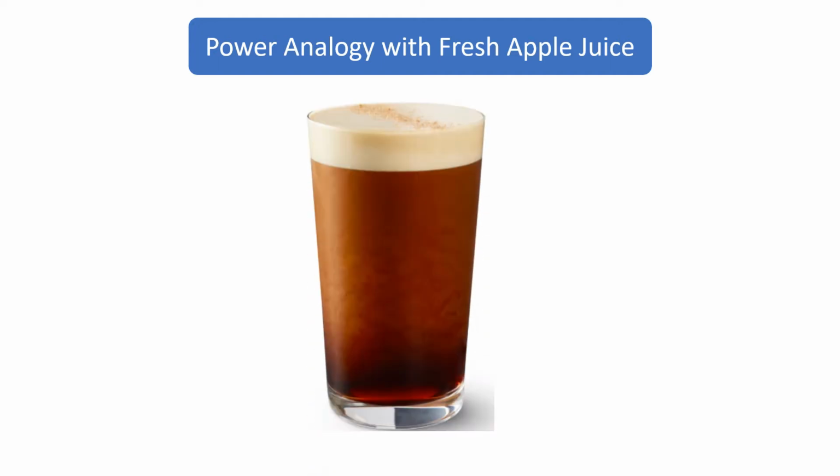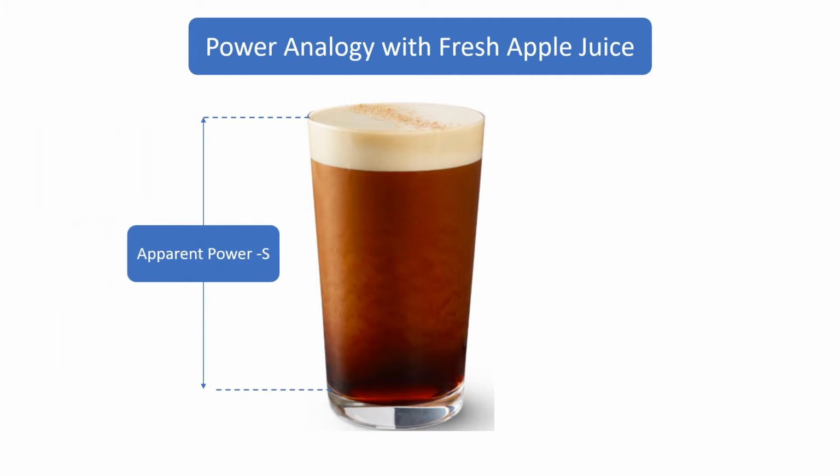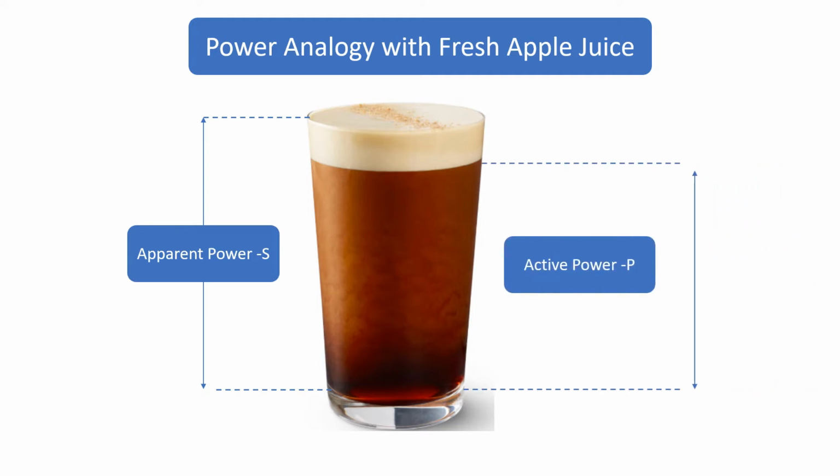To understand the power analogy, consider fresh apple juice. Suppose you bought fresh apple juice and it comes with foam. The total juice can be said to be the apparent power, the true, real juice can be considered as active, real or true power, and the rest, the foam, is the reactive power. The foam is useless, and similarly the reactive power cannot be used and is useless.